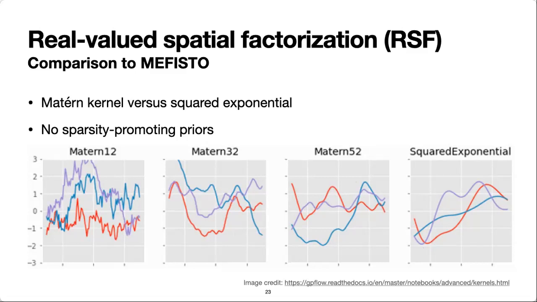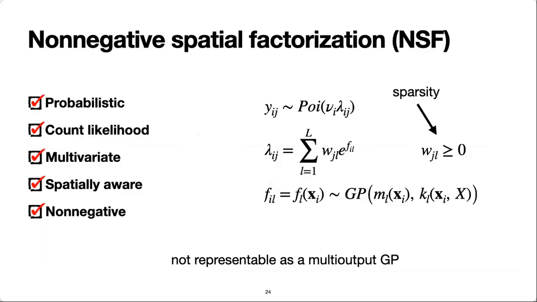Of course, choosing the right kernel is a whole area of research in Gaussian processes. So here's our actual model, non-negative spatial factorization. We're taking ideas from probabilistic non-negative matrix factorization and building in the spatial awareness through Gaussian process priors.